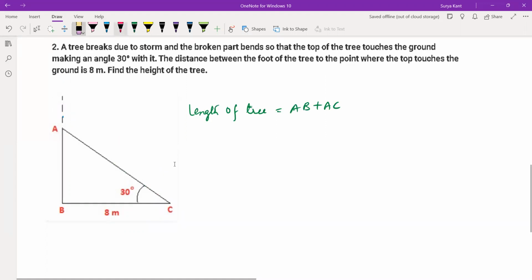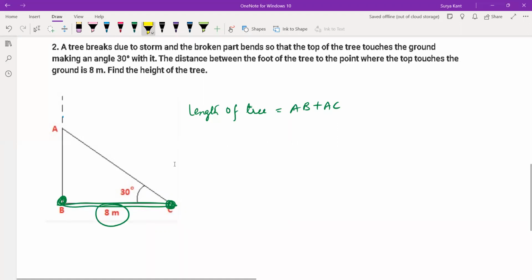So in the question, what is given over here? The tree breaks due to a storm and the broken part bends so that the top of the tree touches the ground. The top of the tree, this part, touches the ground at angle what? 30 degree over here. The distance between foot of the tree and point where top touches the ground. See, this is the foot of the tree. This is the point where the tree touches the ground. So distance between this is given as 8 meters.